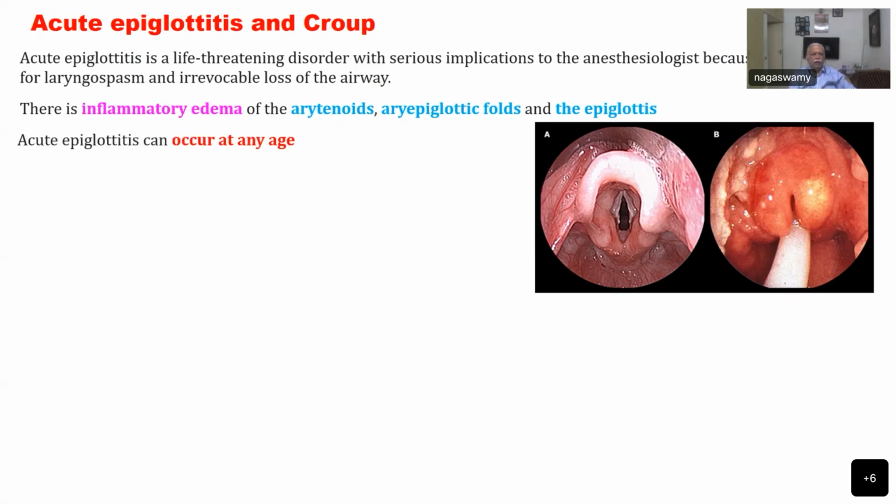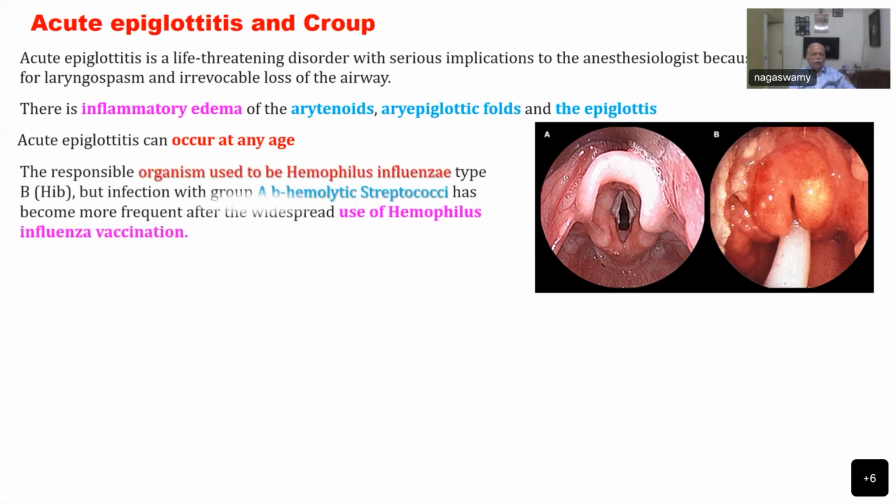I think it can occur at any age. It is not an emergency in children alone. It can occur in adults also. And the causative organism, I think she mentioned. Earlier it was Haemophilus influenzae, but after the vaccination, beta hemolytic streptococci, which cause sore throat and rheumatic fever. That is the same organism that can cause this also.